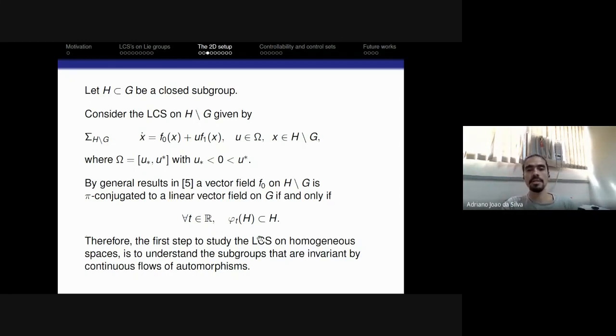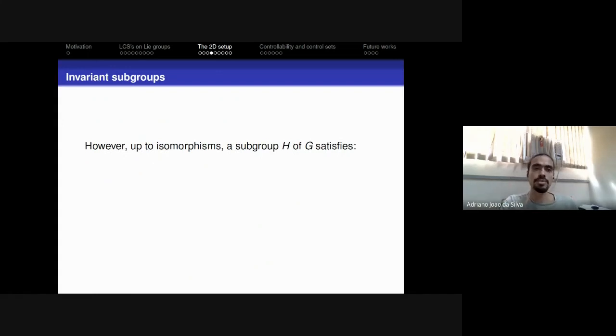Okay, so thinking of that, our first step was mainly to look at all possible subgroups that you have in your group G that are invariant by a continuous flow of automorphisms, and then you just obtain a diffeomorphism between an arbitrary one given and one of the subgroups that you classified. Since the dimension is low, it's quite easy to prove that up to isomorphism, and this part of isomorphism is actually quite important, any subgroup H of your two-dimensional solvable group here is given by the following form. And it's important to note here that we do not ask for your subgroup H to be connected necessarily, okay?